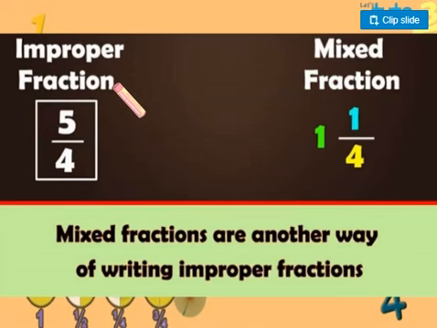Improper fractions. Let's again take 5 upon 4, and if we convert 5 upon 4 to a mixed fraction, it will be 1 and 1 upon 4. Mixed fractions are another way of writing improper fractions.